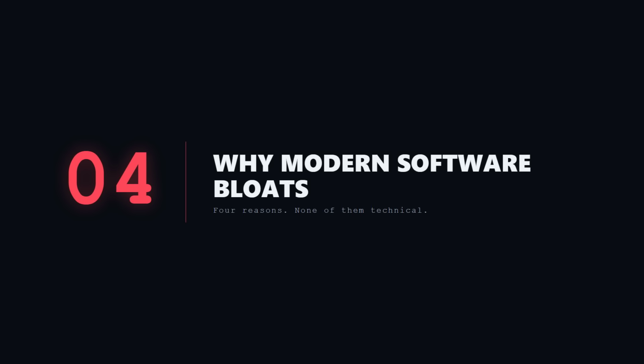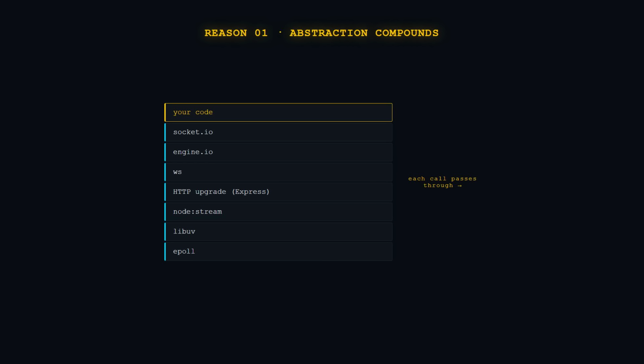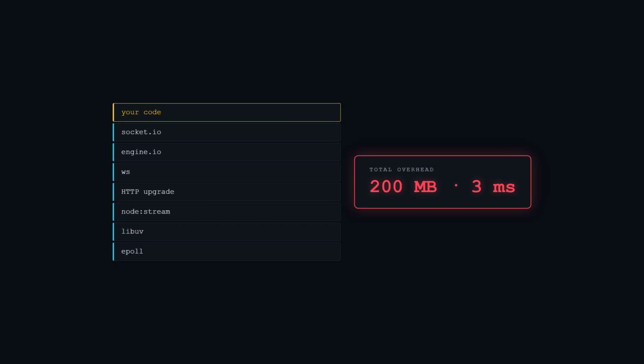So why don't we write software like this anymore? 4 reasons. None of them are technical. The first is that abstraction layers compound multiplicatively. Your chat app uses socket.io, which uses engine.io, which uses WS, which uses HTTP upgrade through Express, which uses Node's stream module, which uses libuv, which uses epoll. 8 layers. Each one was reasonable in isolation. Stacked, they cost you 200 megabytes and 3 milliseconds before your code ever runs.